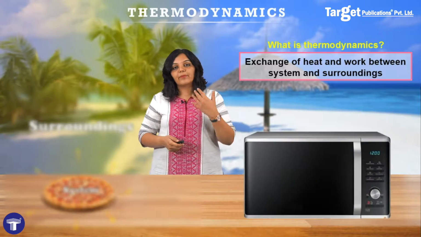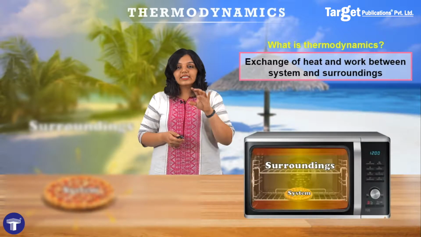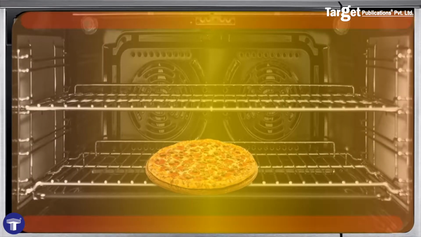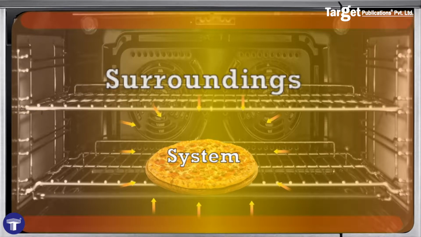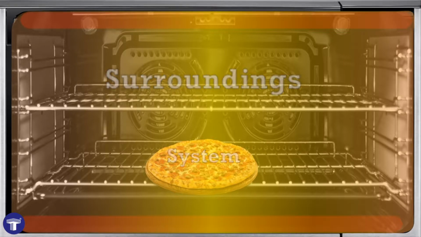For example, if I place this pizza in an oven and I start studying the pizza inside this oven, then in this case the pizza is still the system and now the oven in totality is the surroundings. So don't always think that surroundings means open air and the environment. It could simply be anything that is not the system. So anything that is not the system is counted as the surroundings. In this case, the pizza is the system and the microwave is the surroundings.